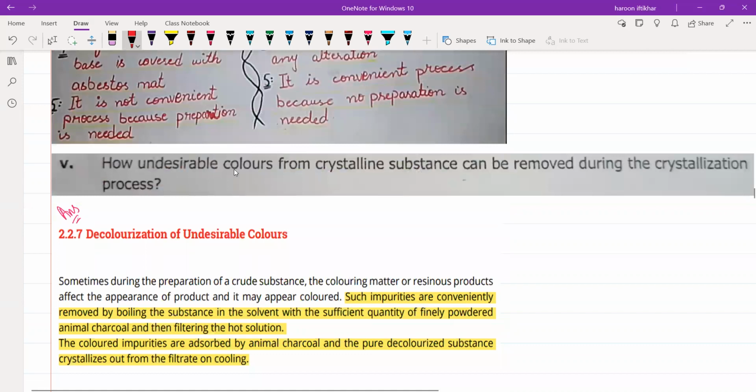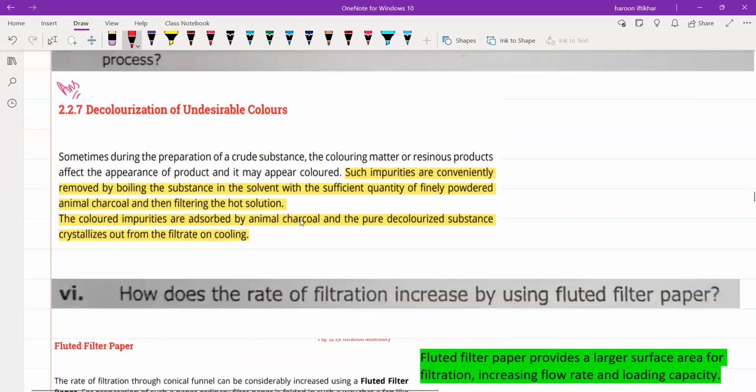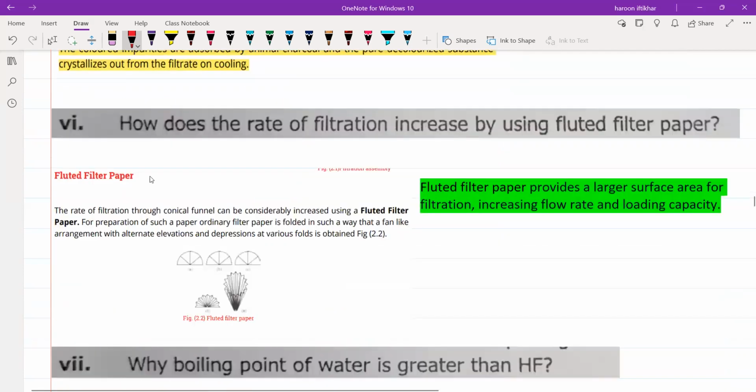So the fifth question is about the decolorization of crystalline substances. Now, most of the students make this mistake that they only write that we can add animal charcoal in decolorizing the undesired color. But the main point is when we have to add the animal charcoal. Such impurities are conveniently removed by boiling the substance in the solvent. This is very important to understand. When we are boiling it, we have to add the animal charcoal in the hot solution. Then it will decolorize. So we'll add animal charcoal during boiling of the substance.